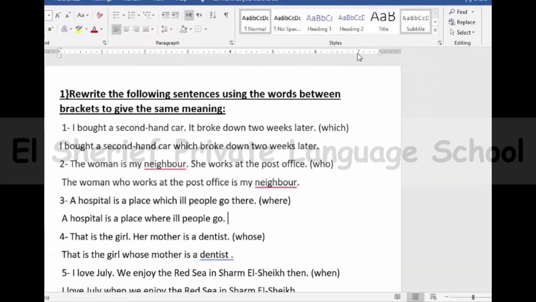Rewrite the following sentences using the words in brackets while giving the same meaning. Number 1. I bought a second-hand car. It broke down 2 weeks later. So it's going to be something like this. I bought a second-hand car which broke down 2 weeks later.